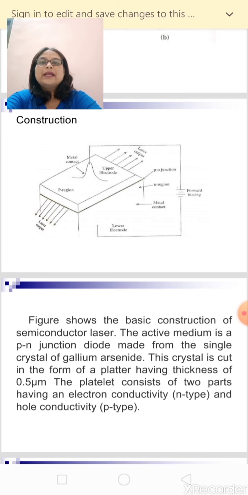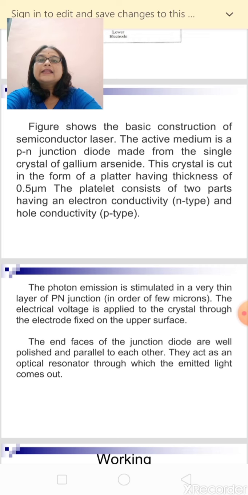The photon emission is stimulated in a very thin layer of the PN junction. The electrical voltage is applied to the crystal through the electrode fixed on the upper surface, which we can see in the diagram. The end faces of the junction diode are well polished and parallel to each other. They act as an optical resonator through which the emitted light comes out.